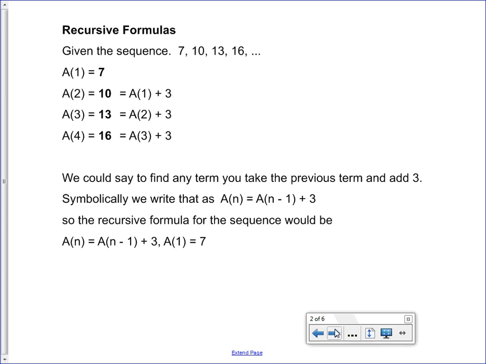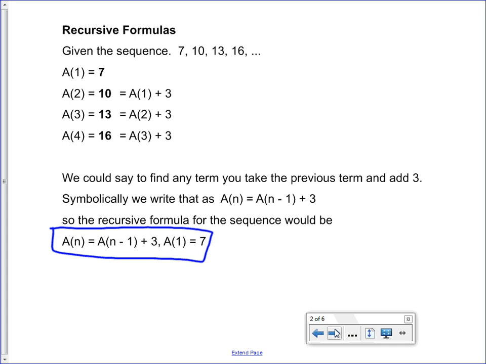If you remember, recursive formulas that we were working with yesterday, given the sequence 7, 10, 13, 16, our first term would be 7, our second term would be 10, which is your first term plus 3, third term is 13, which is the second term plus 3, fourth term is 16, which is your third term plus 3. So again, symbolically stated, here's how we would state our sequence in a recursive formula.